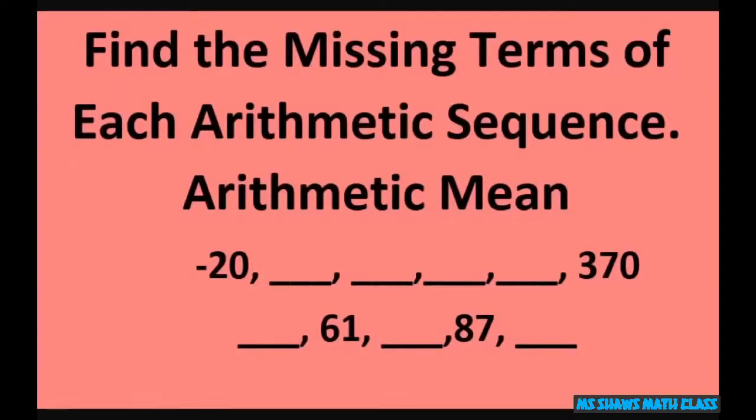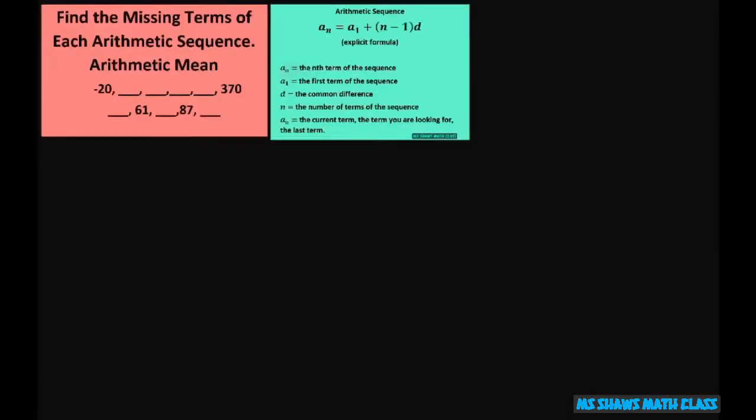Hi everyone, we're going to find the missing terms of each arithmetic sequence, and it's also known as the arithmetic mean, and we have two problems here. So for the first one, we're going to use our arithmetic sequence formula and find our common difference to fill everything in. We notice we have 1, 2, 3, 4, 5, 6 terms, so the number of terms is 6.